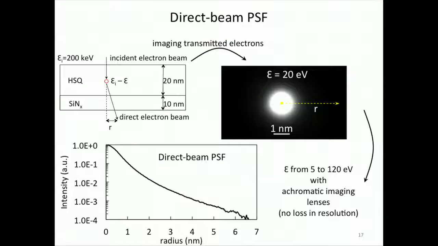Because in this case, I don't have chromatic or spherical aberration, since we used a specific TEM at Argonne National Lab. And here I plot the average of all energy loss. Here we have the total energy loss in the resist, from 5 to 120 eV, and you see how the energy loss occurs as a function of radius position. So this is what I call the direct-beam PSF.